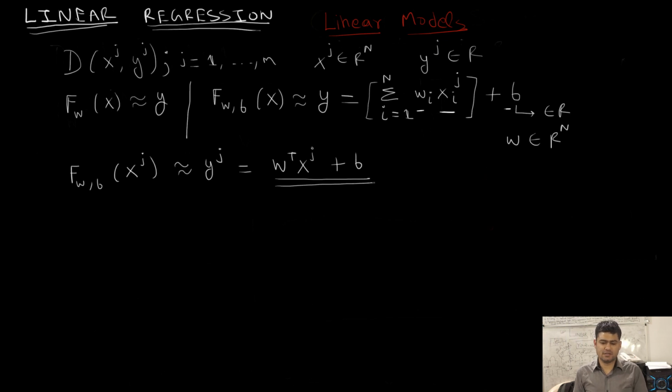To be mathematically correct, this is an affine model where the function f is w transpose times x plus some b. If b is not 0, then this is an affine mapping. If b is 0, then this becomes a linear function. As you can see, this function is linear in both the learnable parameters w and b. It also happens to be a linear function of the input data samples.